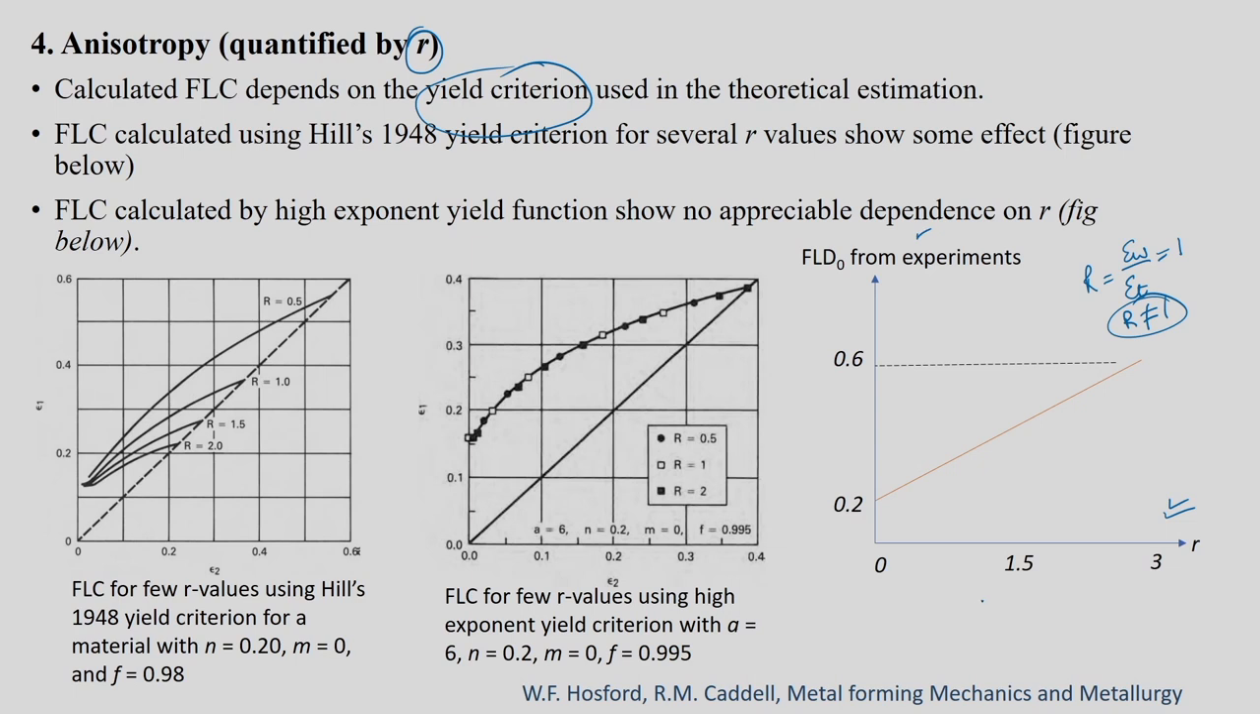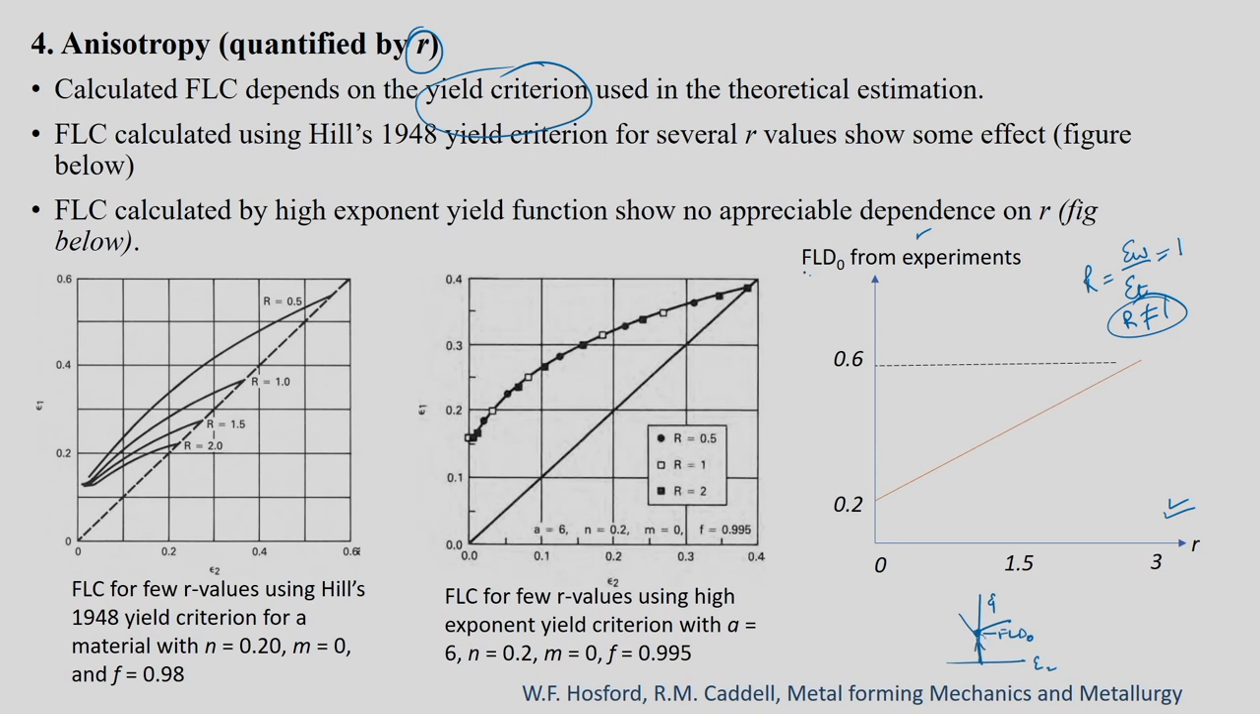In general, the existing data tells that this FLD0 from experiments, meaning epsilon 1 versus epsilon 2, this particular point on your forming limit is FLD0, that is your epsilon 1 in plane strain. Because it's a conservative location, no? So we are taking it as a reference actually.